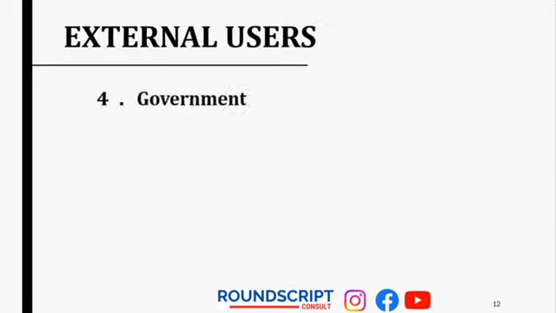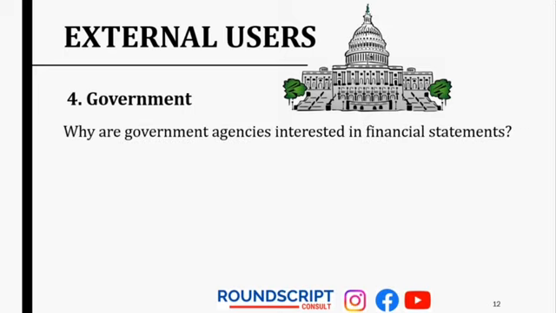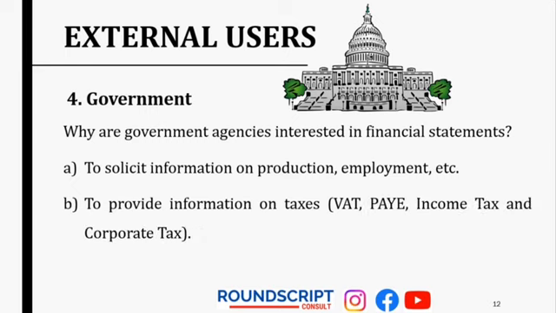Another set of external users is the government. Now, the government requires accounting information of businesses to gather information on production outputs and employment rates. For instance, they would like to know the rate at which unemployment or employment has been either progressing or retrogressing. The government calculates its GDP based on the information of production output that they solicit from businesses within their jurisdiction.